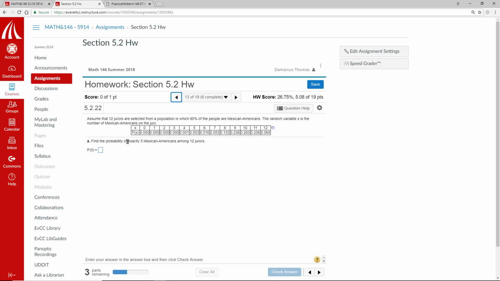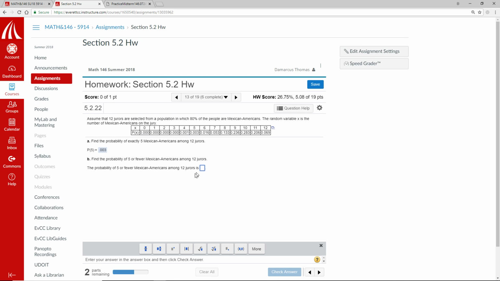Find the probability of exactly 5 Mexican American jurors. Well, 5 is right here, 0.003. Find the probability of 5 or fewer. So that's 5 all the way down, so it's going to be 0.004. I have to add the 5 and the 4, and these are just zeroed out.